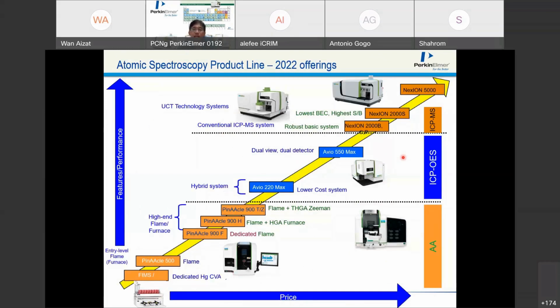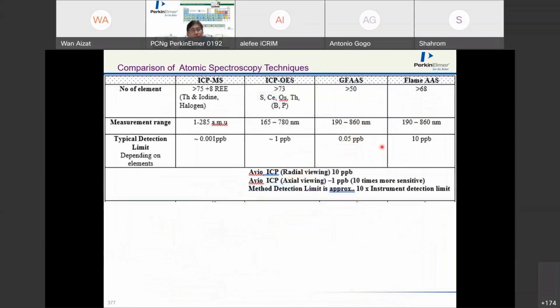In a very quick comparison of these different techniques, ICP-MS can do about 75 elements, with rare earth elements. ICP-OES about 73 elements, flame and graphite about 50 over to 68 elements. ICP-MS we measure on the AMU, atomic mass. ICP-OES on the wavelength. AAS is until 190 nm, therefore sulfur is missing out. So in AAS, sulfur cannot be done. Other than sulfur, boron and phosphorus also cannot be done in AAS.